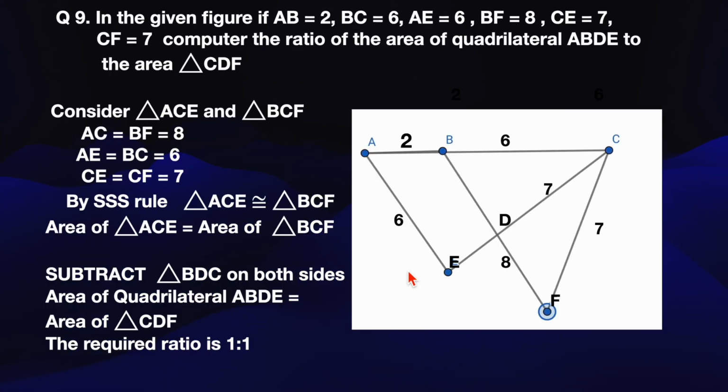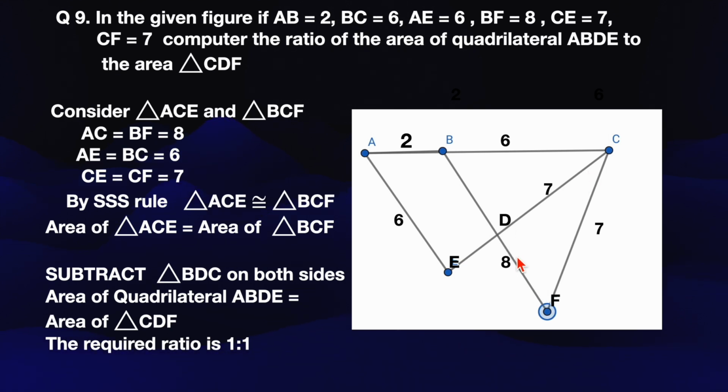Question 9. In the given figure, if AB is equal to 2, BC is equal to 6, AE is equal to 6, BF is equal to 8, CE is 7, CF is 7, compute the ratio of the area of quadrilateral ABDE to the area of triangle CDF. So here the quadrilateral is ABDE. Can you see this quadrilateral? The area of this quadrilateral to the area of this triangle DCF, that ratio we have to find.